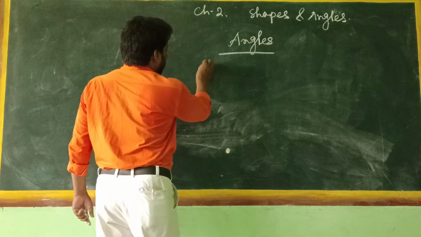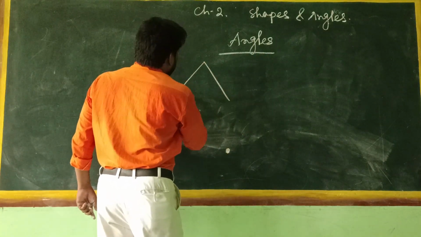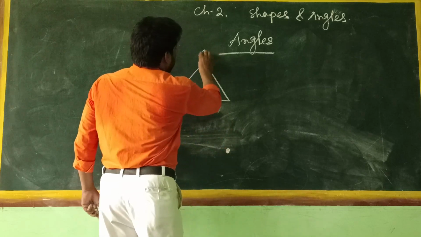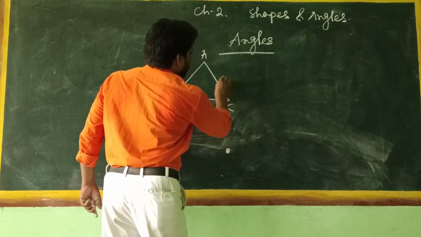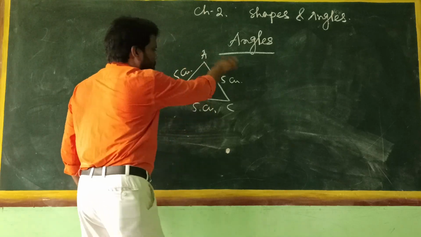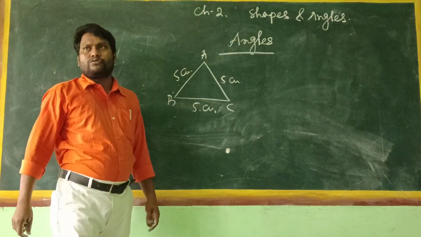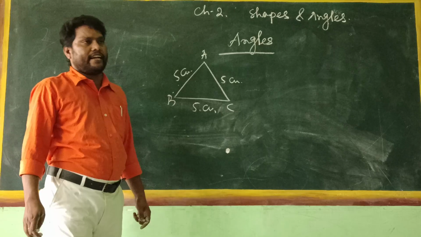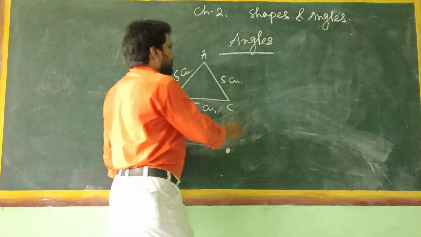So at first I am coming to the basis of the length of the sides. Triangles are of three types. Suppose this is a triangle ABC. Suppose it is 5 centimeter, it is 5 centimeter, also it is 5 centimeter. So all sides are of equal length. So it is an equilateral triangle. What kind of triangle? Equilateral.